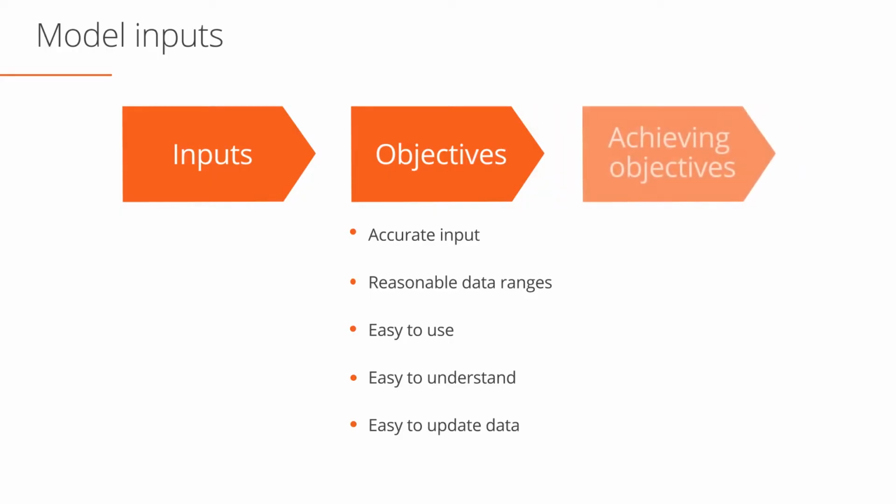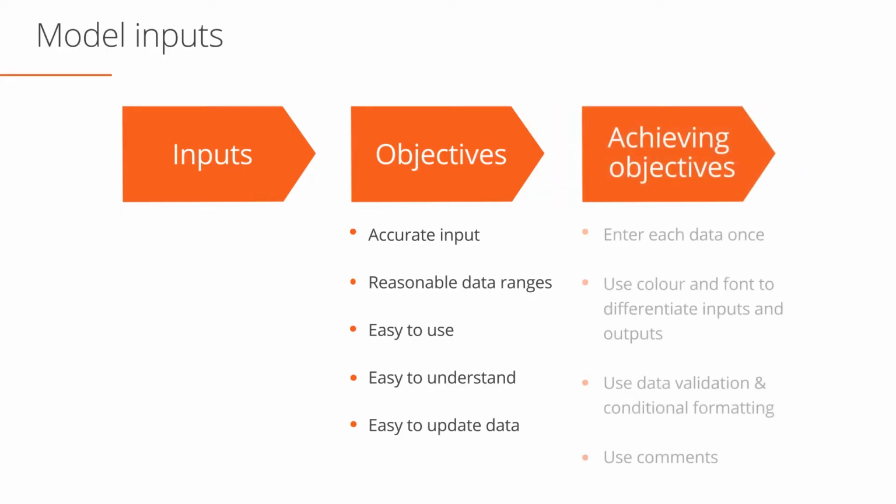Your model should be structured so that data is only ever entered once. Your inputs also should be clearly highlighted with color so that they are easily identified. Yellow shading or blue font color are often used for model inputs. The models you will see in this course always have inputs identified with blue font color. Finally, consider using Excel tools such as data validation, conditional formatting, and comments to help you maintain the integrity of your model inputs.